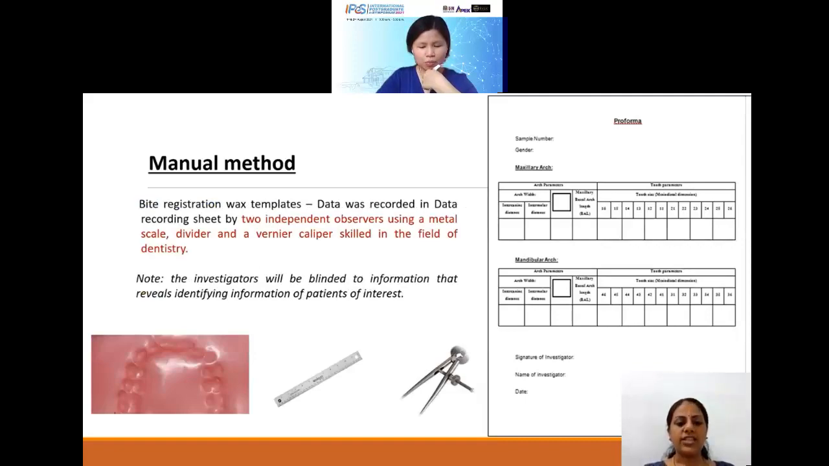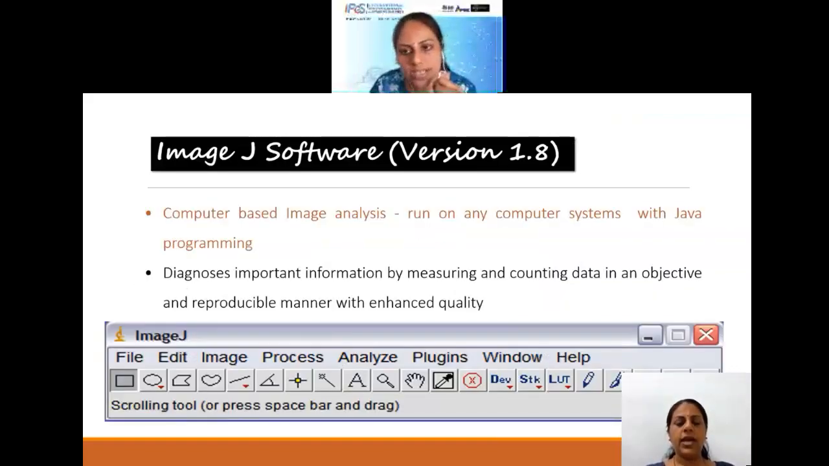Firstly, the bite registration wax templates have been utilized by two independent observers in the manual method, and using a scale, divider and a vernier caliper, the recordings have been recorded on this pro forma sheet. The investigators were blinded to information that reveals identifying information of the patients of interest.